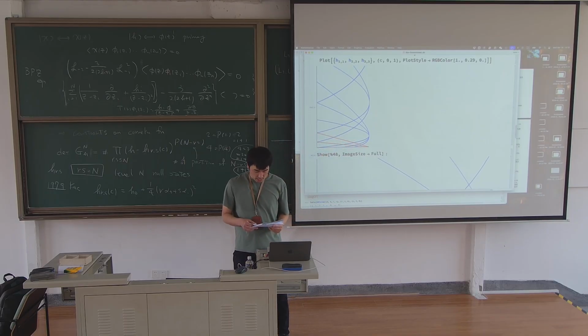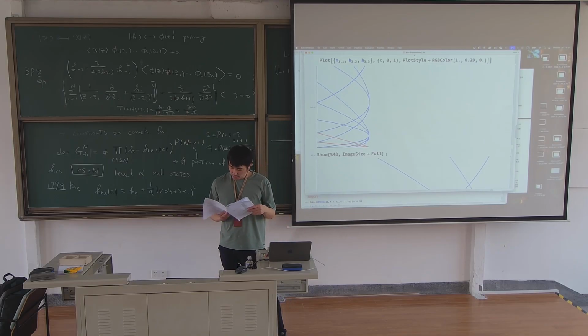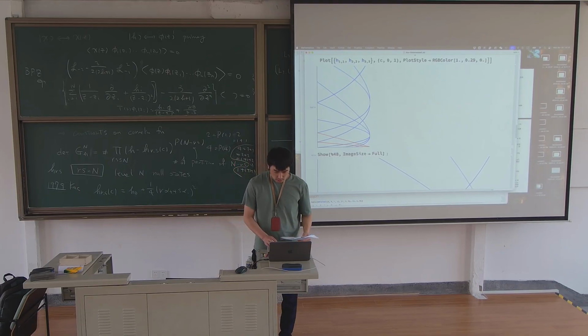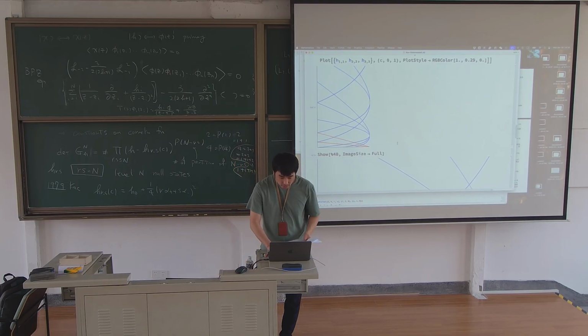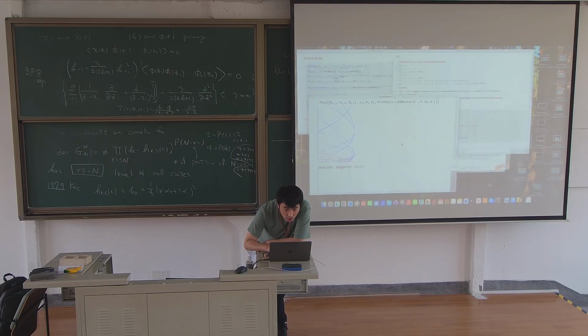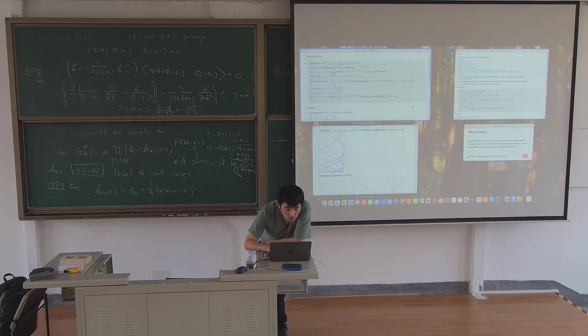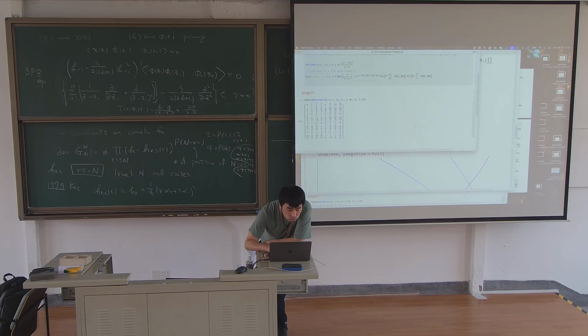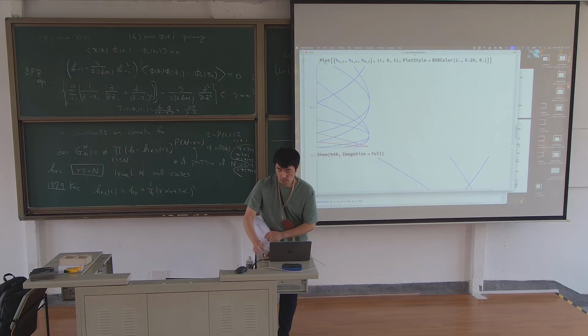So that's the analysis that BPZ did. I have to explain a bit more about the BPZ story. So any question at this moment? Okay, so this one is the conformal weight tensor. That I can show later. Okay, so that's the case.